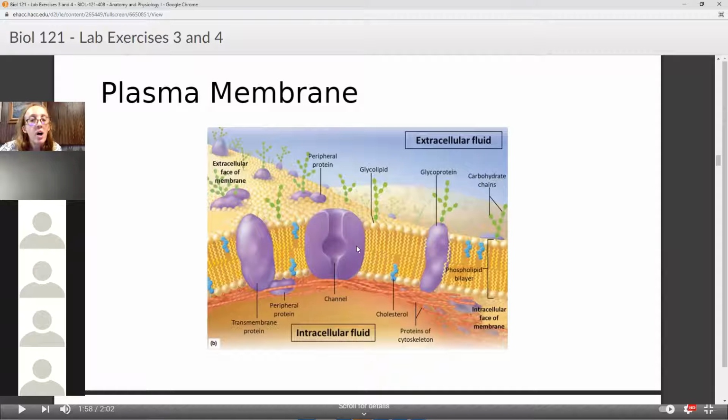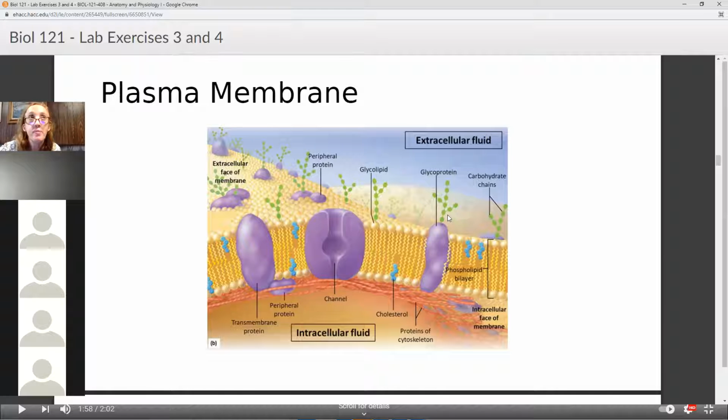We have channels that allow things to pass through. We have cytoskeletal proteins that help maintain the shape and function of the plasma membrane and also help with moving things through the membrane or moving things out of the membrane. We have glycolipids and glycoproteins.